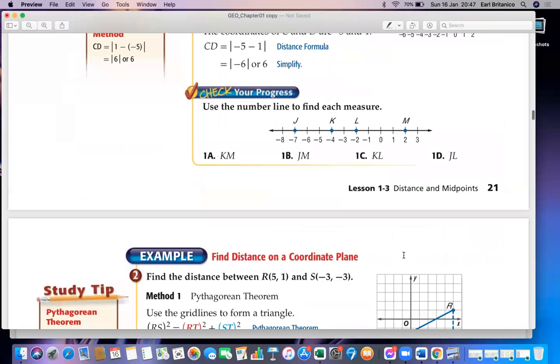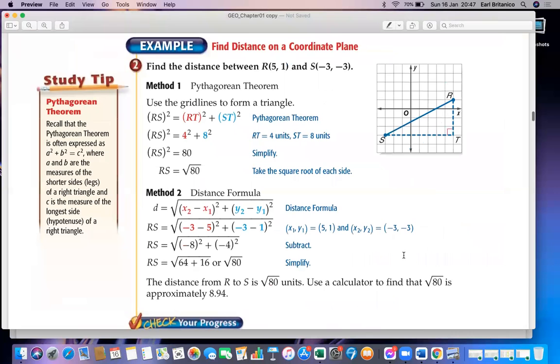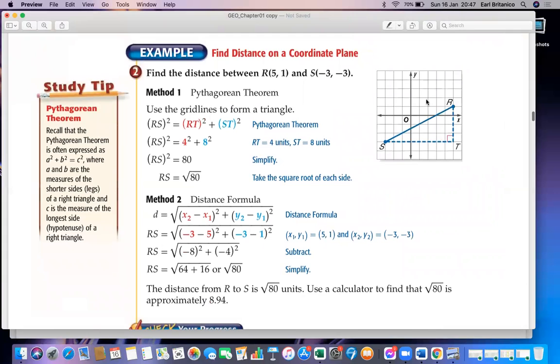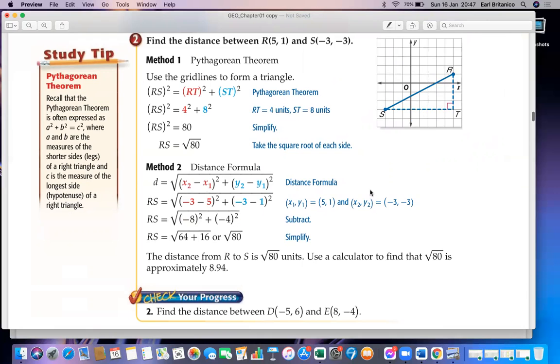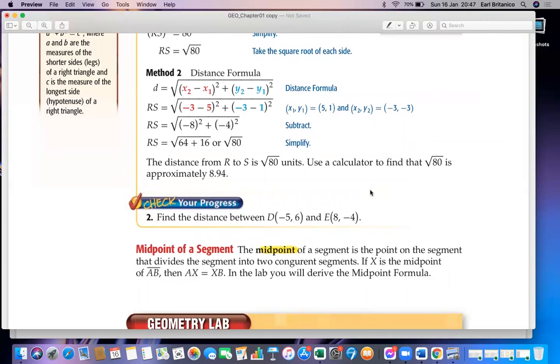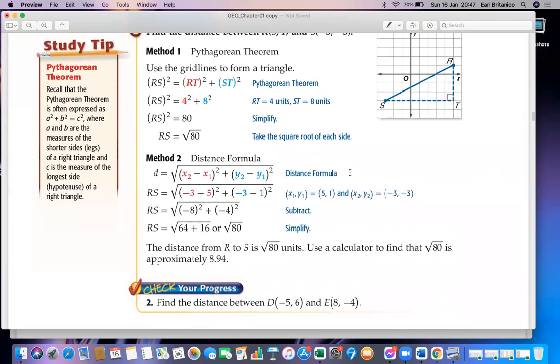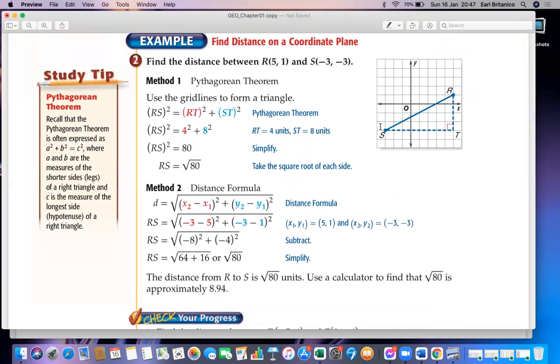Clear. Let's apply that here. We can use the Pythagorean theorem or the distance formula, but we will be using the distance formula. The Pythagorean theorem requires you to graph the points and then draw a right triangle from it. But the distance formula does not require you to graph the points. You just need to identify your ordered pairs. So we have here, find the distance from R to S. R is at 5, 1. S is at -3, -3. Remember, going back to Algebra 1, in an ordered pair the first number is x, the second number is y.